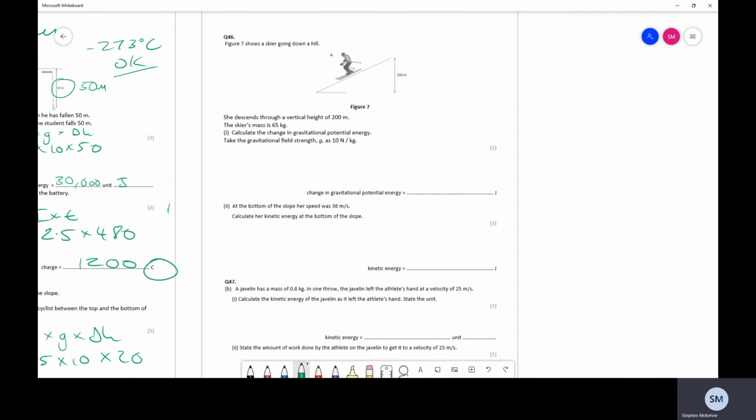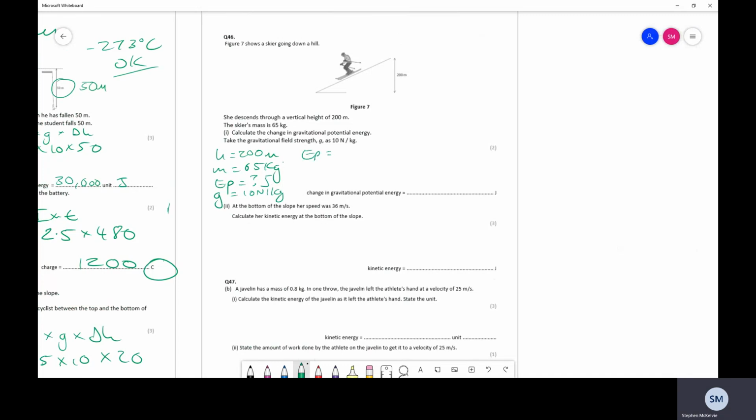A skier going down a hill, a little bit more exciting than cycling down a hill, sure, descends to a vertical height of 200 meters. The skier's mass is 65 kilograms. I wonder what they're going to ask us to do. Calculate the change in gravitational potential energy, I don't know how many joules. Take the gravitational field strength to be 10 newtons per kilogram.